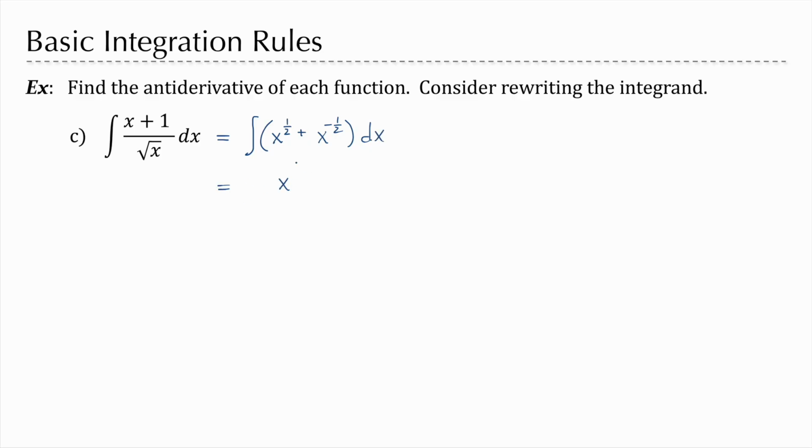Okay, so if I take 1/2 and add 1, that becomes the 3/2 power. And if I divide by it, that's like multiplying by 2/3. Now in this next one, if I add 1 to negative 1/2, that becomes the positive 1/2. And multiplying by its reciprocal, the same as dividing, is multiplying by 2. And as always, don't forget your plus c.